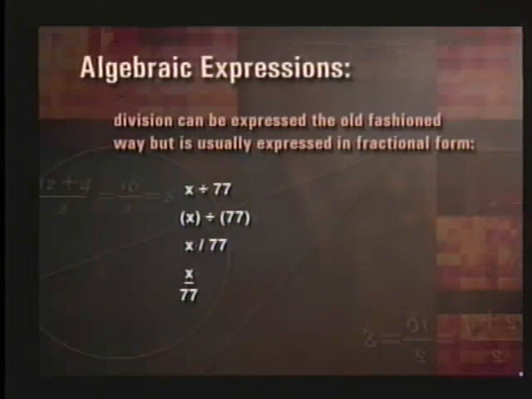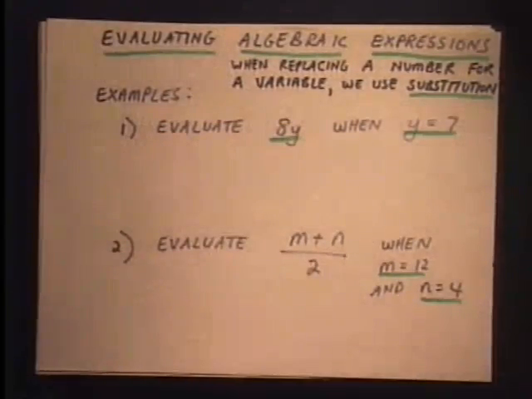In the next graphic here, before we go to some examples, division can be expressed the old-fashioned way, but is usually expressed in fractional form. So x divided by 77, sometimes they'll even put parentheses on the items and put the division symbol between. But most often in algebra, they write division using fractional form. All right, so let's go to some examples, and we will demonstrate some of these concepts.